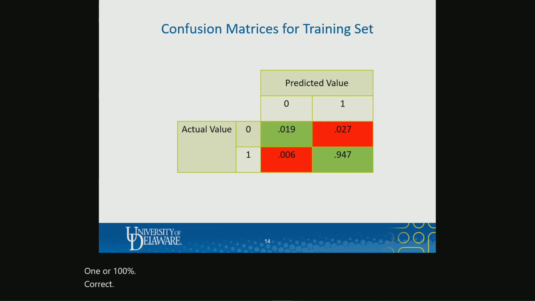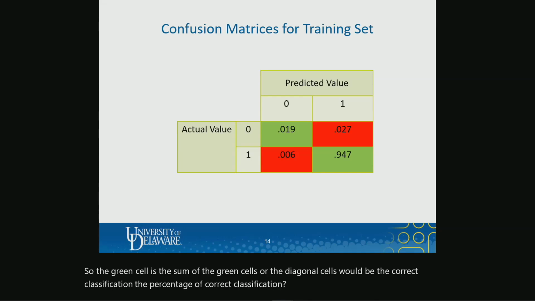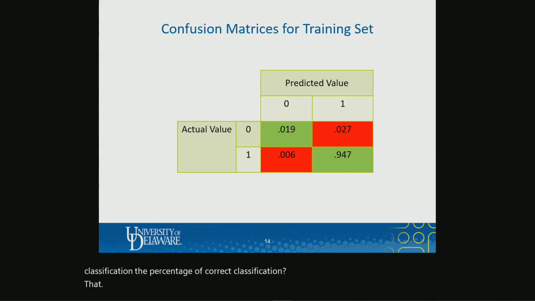The sum of the diagonal elements would be the accuracy of the model, the percentage of the time that the model predicted correctly. So the sum of the green cells, or the diagonal cells, would be the percentage of correct classification. The red cells would be the incorrect classifications.